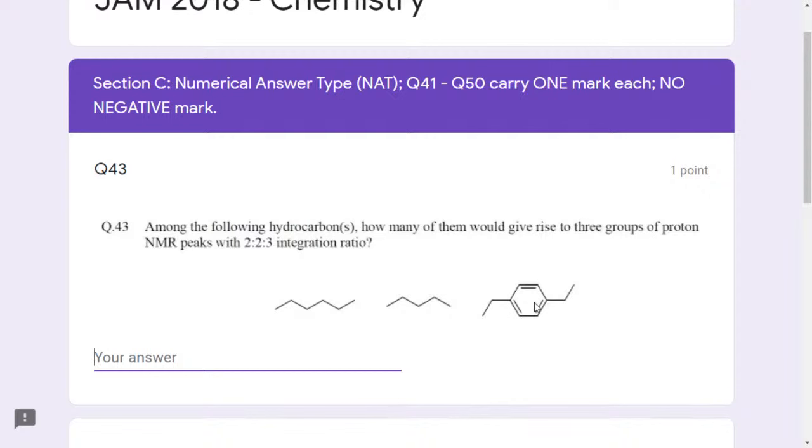When it comes to this, yes, 1, 2 and 3. How many protons are there? 3 and 3, 6 protons. 2, 2, 4 protons. And this 1, 2 and this 1, 2. Same peak you will get. So that means 2:2:3 and 2:2:3. So two compounds, that is this compound and this compound, are going to show 2:2:3 integration ratio. So just type 2. Yes, students.